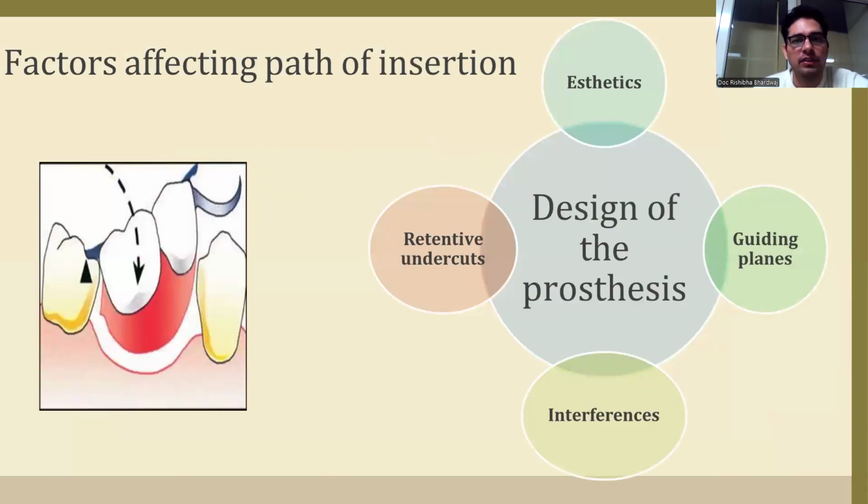Factors affecting the path of insertion. Basically, when we are designing a prosthesis, many things affect the fabrication: aesthetics, guide planes, interferences if they are present, and retentive undercuts. All these are managed properly, then only we can make a proper, good design for our RPDs.